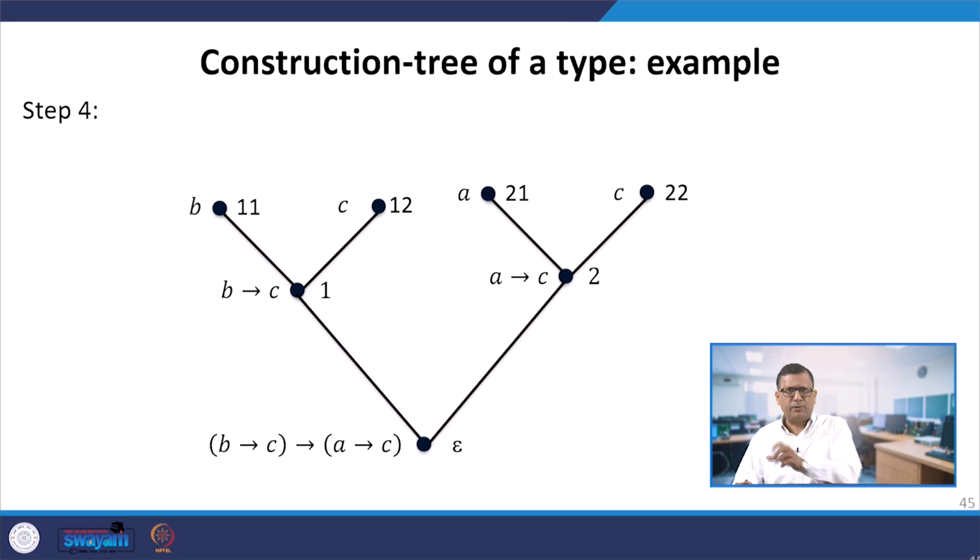Now we do B arrow, C arrow, A arrow, C. Now as before, whatever we did for A arrow B arrow A arrow B is the same thing. So this will be the same structure.